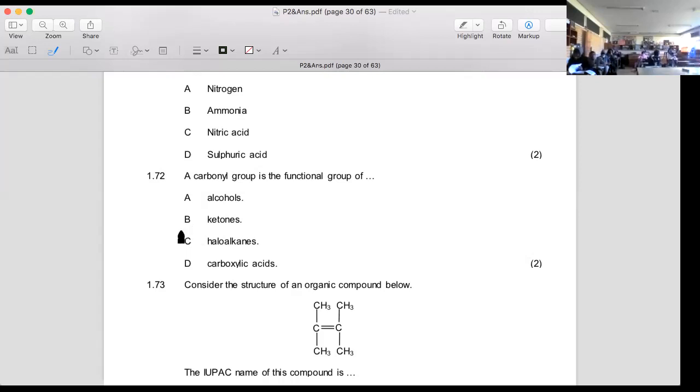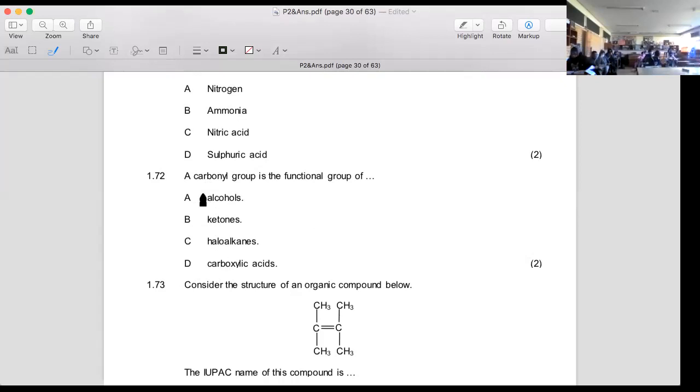Who says it belongs to haloalkanes? Who says it belongs to carboxylic acids? I was expecting a full house of hands here. Remember that carbonyl group is that C double bond O. Which one of these has got a C double bond O?